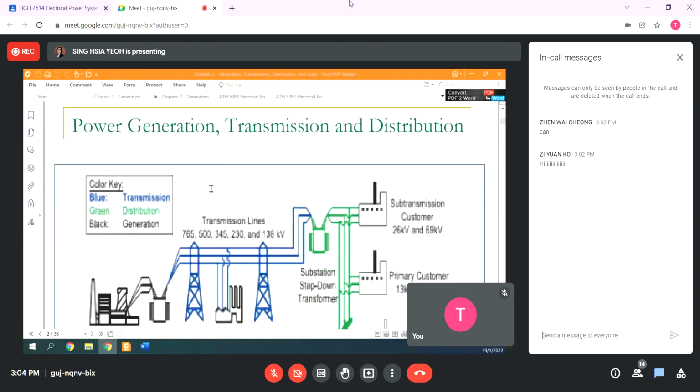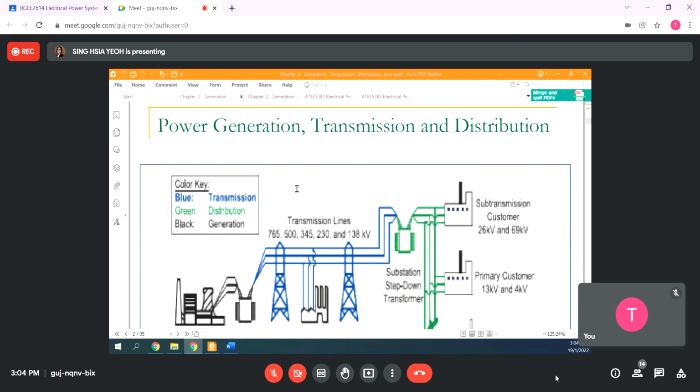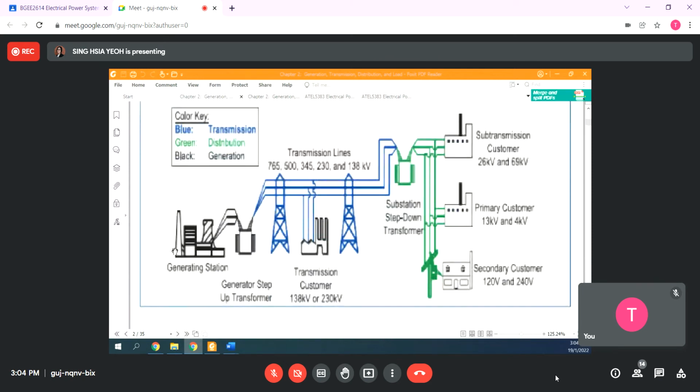So basically, you learn about power generation, transmission, and distribution in this chapter 1. It's a very introductory slide. Okay, so you have generating stations. Then normally we have a step-up transformer here to step up the voltage.